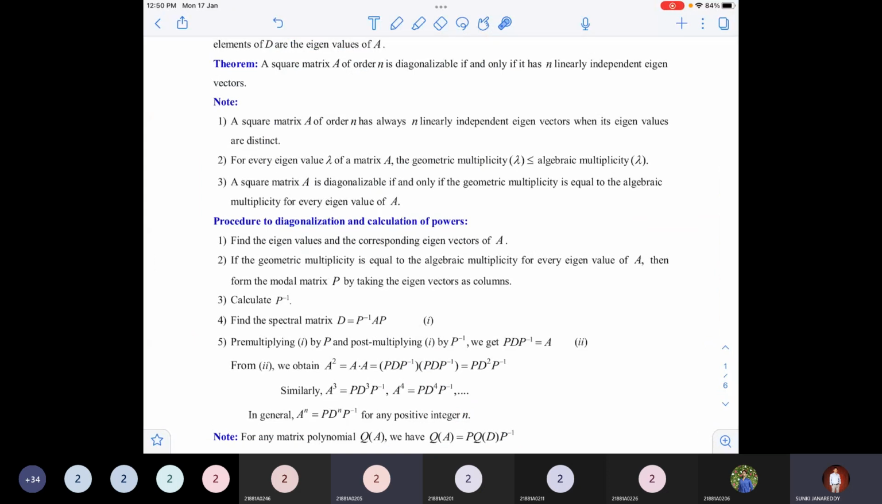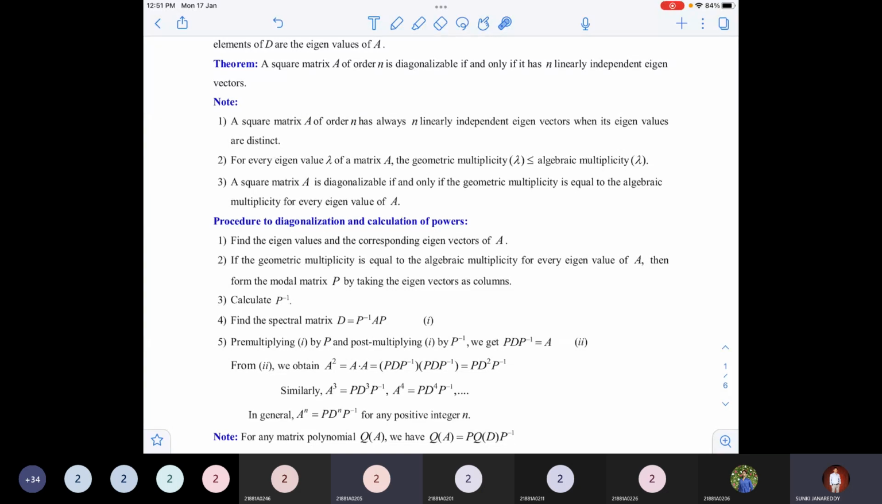To get a diagonal matrix, it should satisfy this condition: algebraic multiplicity is equal to geometric multiplicity of a given eigenvalue of A. Algebraic multiplicity should be equal to geometric multiplicity, then only diagonalization is possible for the given matrix. You should remember that one. While discussing problems you can easily understand.